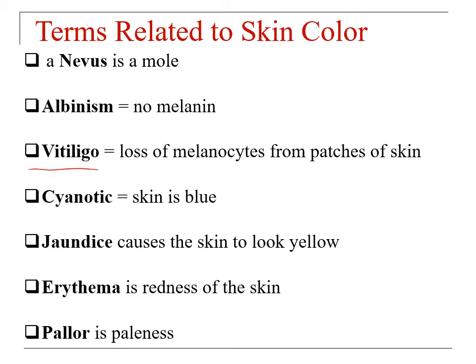Another term we have is vitiligo, a chronic disorder that causes dyspigmentation patches of the skin. The precise cause of this disease is not known, but is most likely a combination of genetic factors coupled with a disorder of the immune system, such as autoimmune diseases. Another term is cyanotic, which means that the skin turns blue. Jaundice causes the skin to look yellow. Erythema is the redness of the skin, and pallor is the paleness.